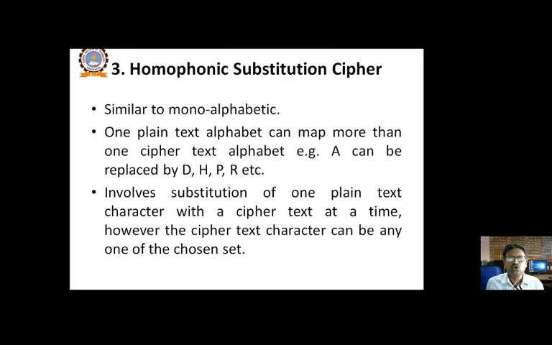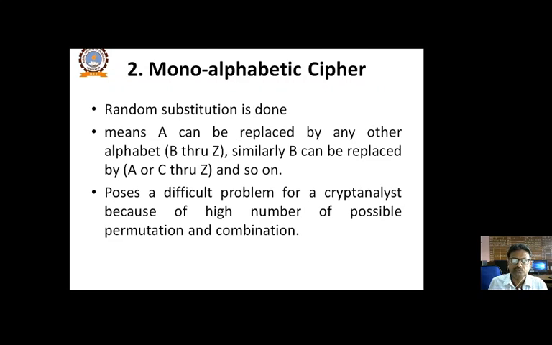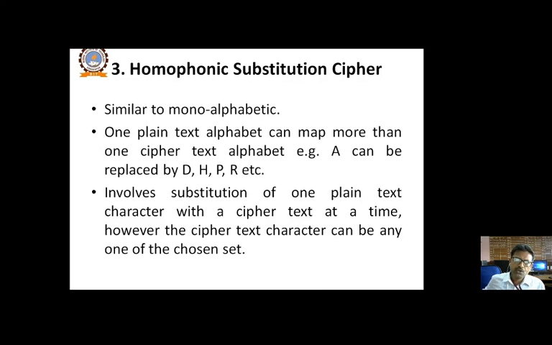The third one is the homophonic substitution cipher. It is similar to the mono-alphabetic cipher, but later on it was found that there are certain problems with the mono-alphabetic cipher. Once high-speed computers became available in the market to do the trial and error method, selecting individual permutations and combinations, the time would come when the mono-alphabetic cipher could be cracked. So people came up with the idea of homophonic substitution cipher.